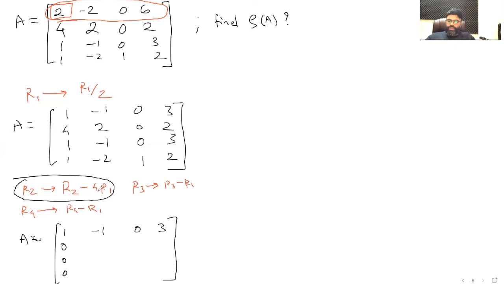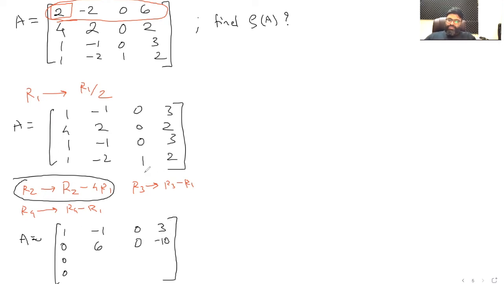So R2 minus 4 R1. So multiply by minus 4. So minus 4 into 1 is minus 4 and add here. So it becomes 0. Multiply by minus 4. Minus 4 into 1 is minus 4. Add here. This is 6. Multiply by minus 4. 0 into anything is 0 only. And add here. So that stays 0. No problem. Multiply by minus 4. 4 3s are 12. Minus 12. This will become minus 12 and 2 is minus 10. Okay. If I make any mistake while solving, please let me know.